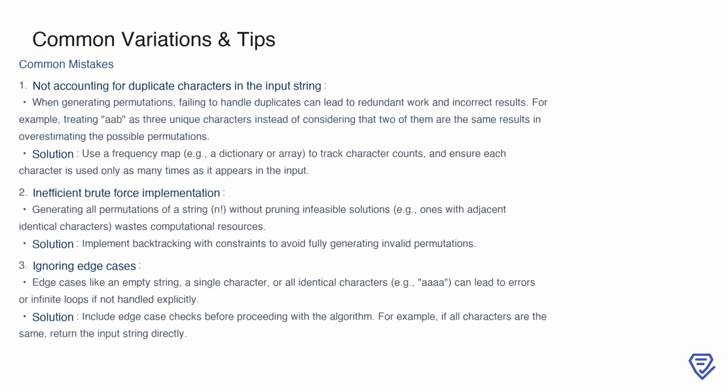When solving this problem, there are common mistakes that can trip you up if you're not careful. One frequent error is failing to account for duplicate characters in the input string. For example, if you treat the string "aab" as though it contains 3 unique characters, you'll overestimate the number of possible permutations, leading to incorrect results.